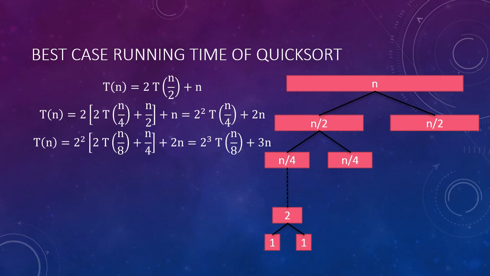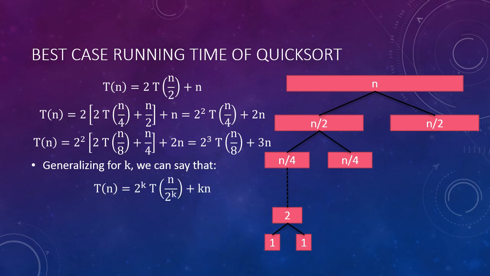Now look at the three equations again. There is a pattern. In the first equation, I have 2 raised to the power 1 Tn by 2 plus n. In the second equation, I have 2 raised to the power 2 Tn by 4 plus 2n. In the third equation, I have 2 raised to the power 3 Tn by 8 plus 3n. Generalizing for k, we can say that Tn is 2 raised to the power k, Tn by 2 raised to the power k plus kn.